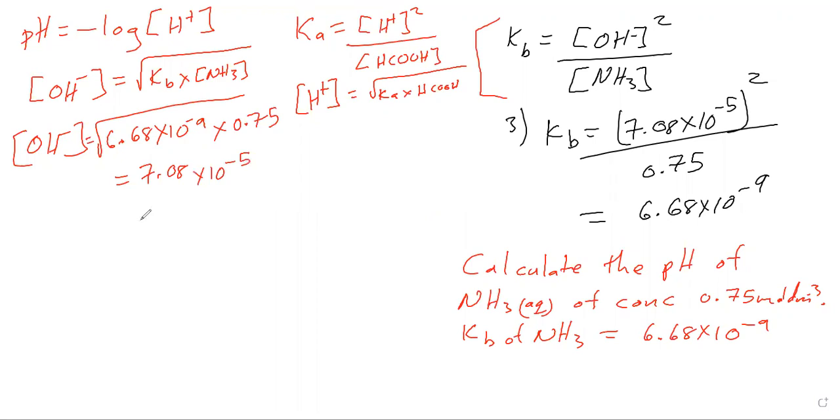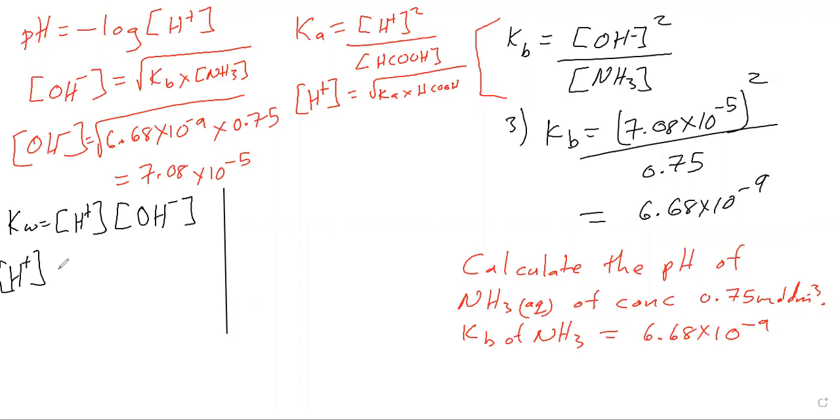How can we get the hydrogen ion concentration now? Two ways. You can use the Kw relationship. Kw is equal to H plus times OH minus, so H plus is equal to Kw divided by OH. Kw is 1 times 10 to the minus 14. You're supposed to know that, it's not given on the exam.